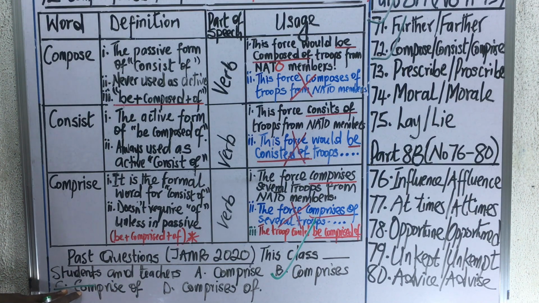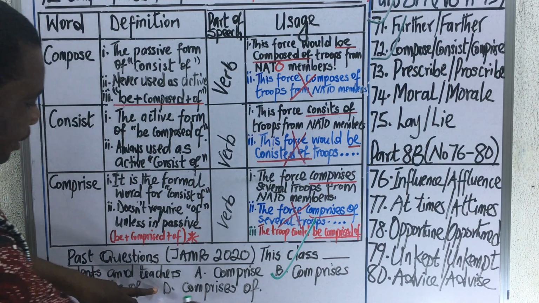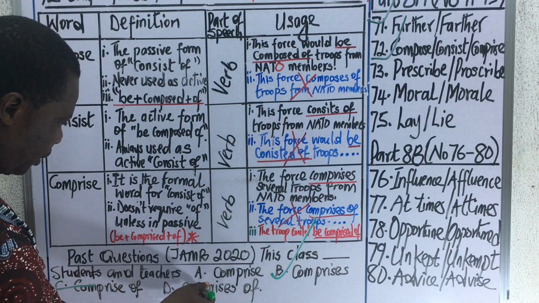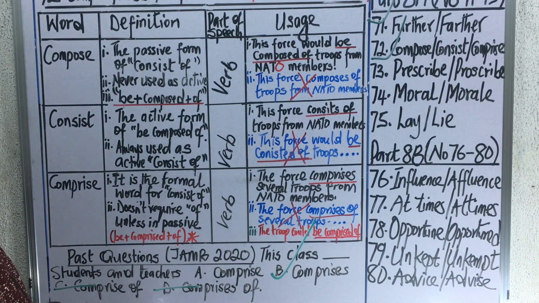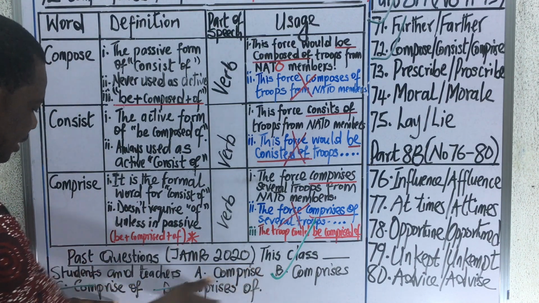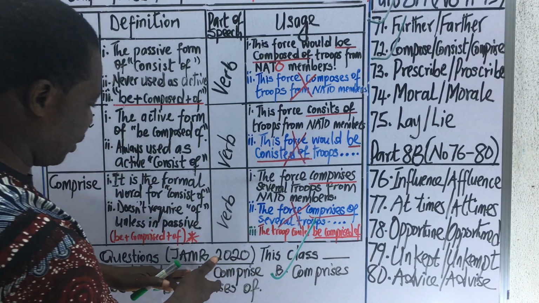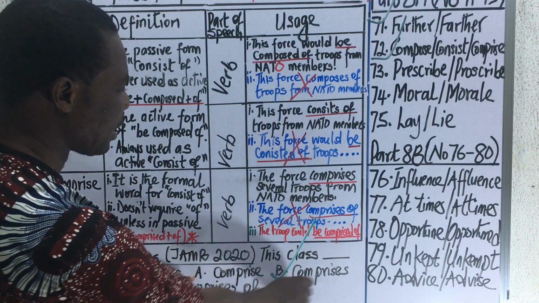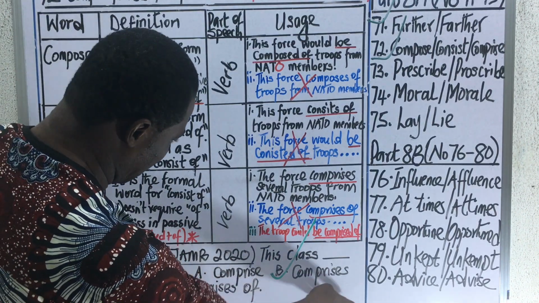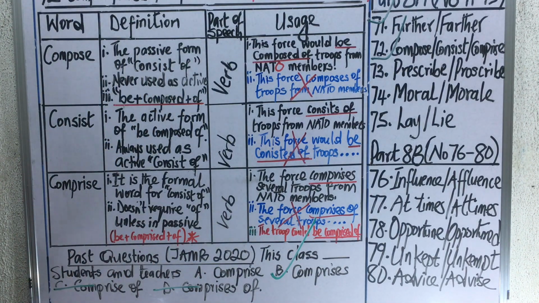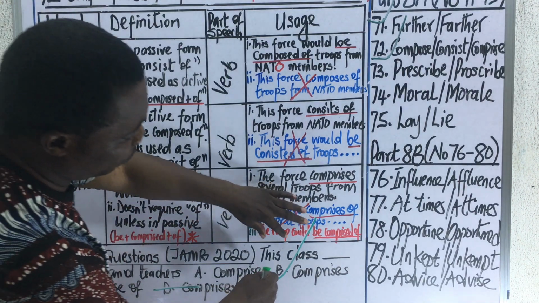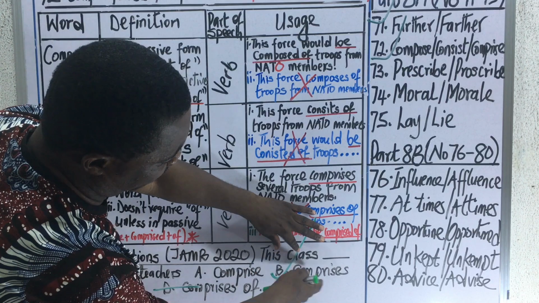Of cannot be used with comprise. And then you also have comprises of. So these two have to go because of is attached to comprise in the options. Then we're now left with A and B, comprise and comprises. These two do not have of, so they can be considered. But in considering them, you have to look at the context of the question very closely.